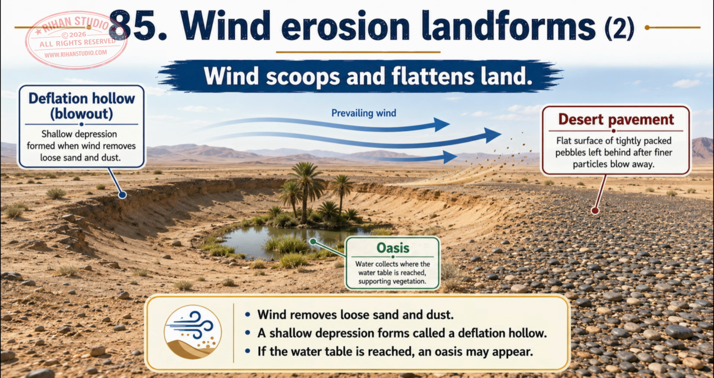A deflation hollow or blowout is a shallow depression scooped out where the wind removes loose sand and dust. A desert pavement is a flat surface of tightly packed pebbles left behind after the wind has blown away all the fine particles, leaving only the coarse ones. In depth. An oasis, figure 2.22, can appear in a deflation hollow where the water table is reached.